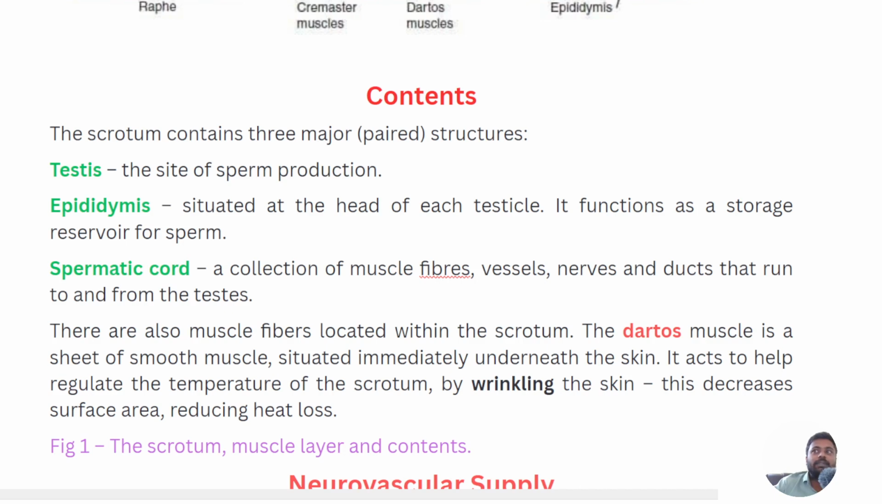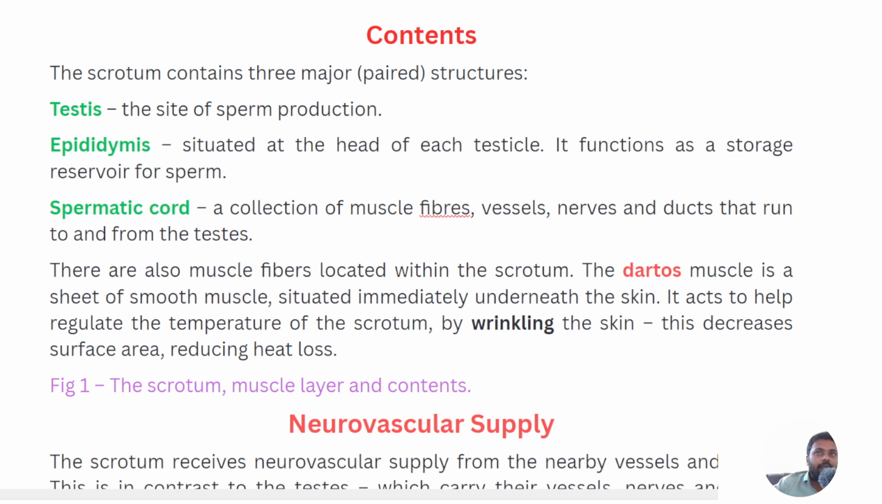There are also muscle fibers located within the scrotum. The dartos muscle is a sheet of smooth muscle situated immediately underneath the skin. It acts to help regulate the temperature of the scrotum by wrinkling the skin. This decreases the surface area, reducing heat loss.